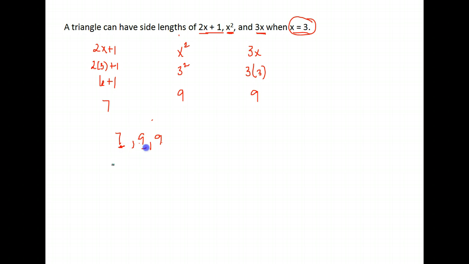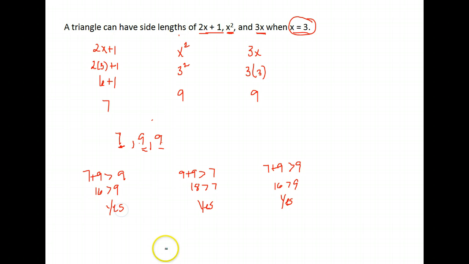So the 7 plus the 9 has to be bigger than the third side, 9. The 9 plus the 9 has to be bigger than the leftover side, 7. And then the first and last, 7 and 9, again, have to be greater than the leftover side, 9. You can see in all of these that this does work out. 16 is greater than 9. Here we have 18 greater than 7, yes. And here we have 16 being greater than 9. So all were yes. So we have one big yes. Yes, this can be a triangle. If any of these had been no, our answer would have been no.